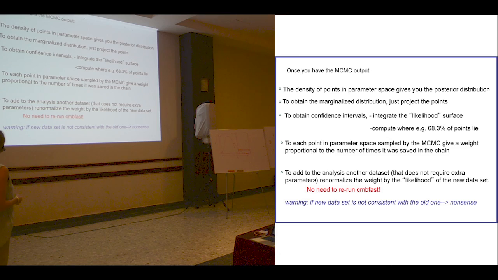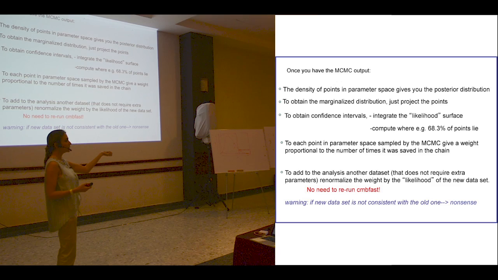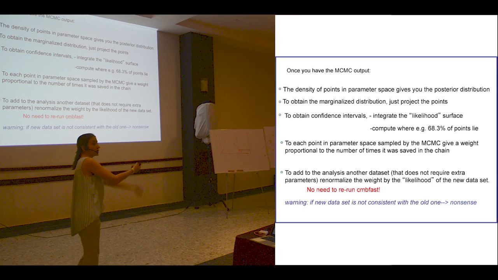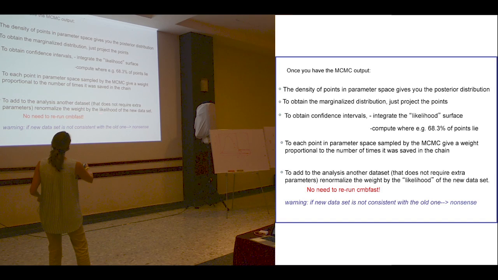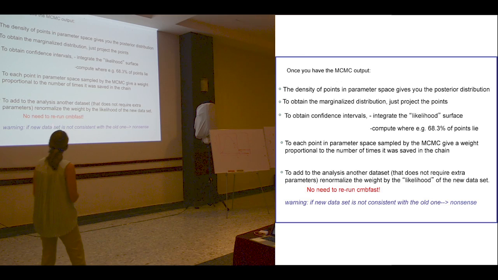So we have a way to compress it. Now, let's say you want to add another data set to the analysis that does not require extra parameters. What do you do? You don't have to run a new chain or add that parameter and recompute. What you can simply do is renormalize the weight by the weight the other data set would have given for that point in parameter space. So you renormalize the weight by the likelihood of the new data set. And that makes everything so much faster. You don't need to rerun CMBFAST or CosmoMC or whatever.